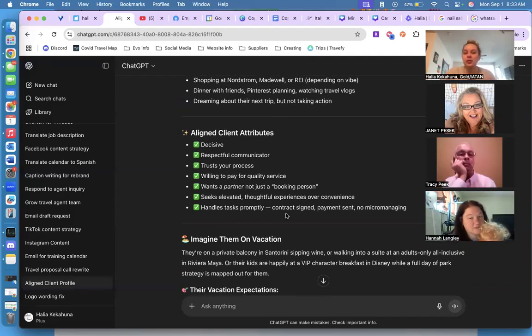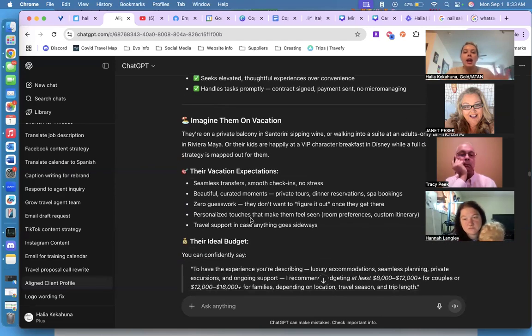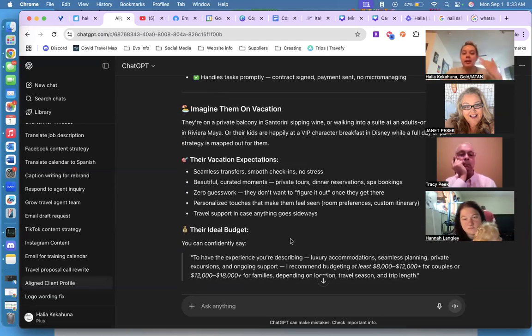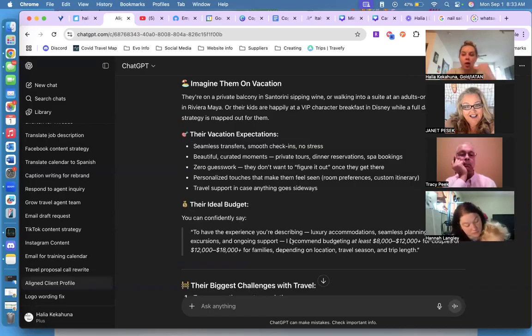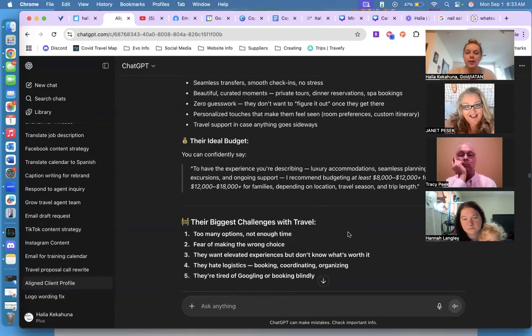And their attributes. These are different characteristics that I would want them to have. Imagine them on vacation. It's going to give me that whole breakdown: their expectations, their ideal budget, what I would recommend their budget to be. So now I'm looking at bigger trips that are going to pay me more commissions. So that's kind of what I'm focusing on, right?